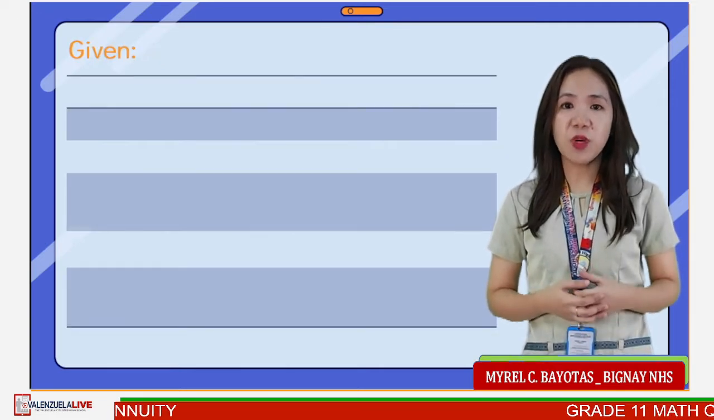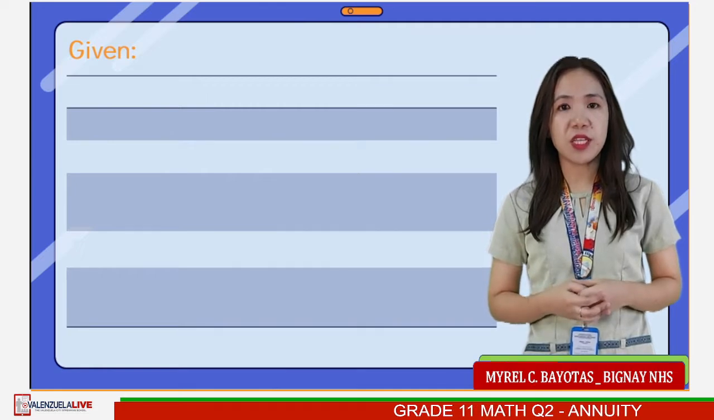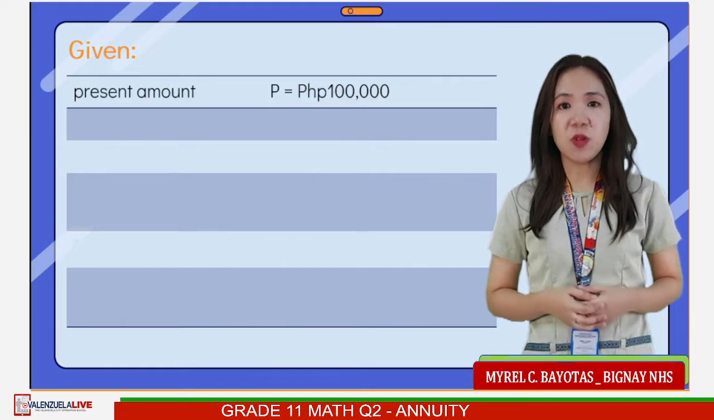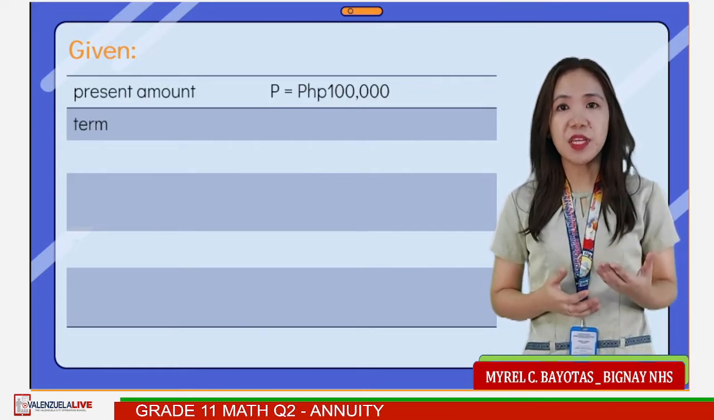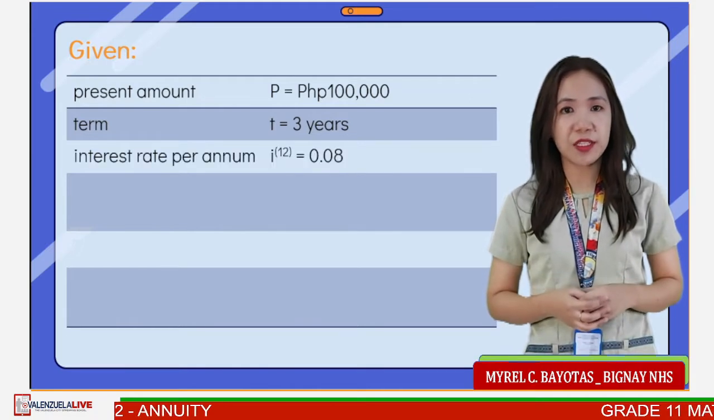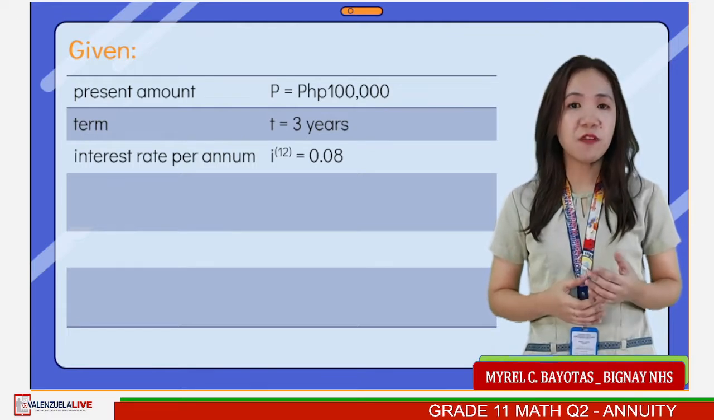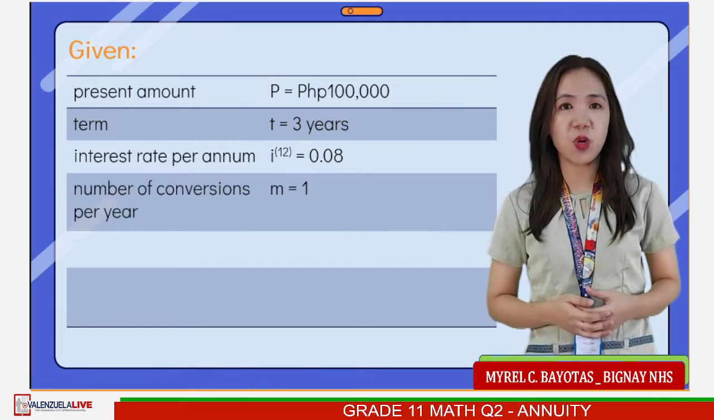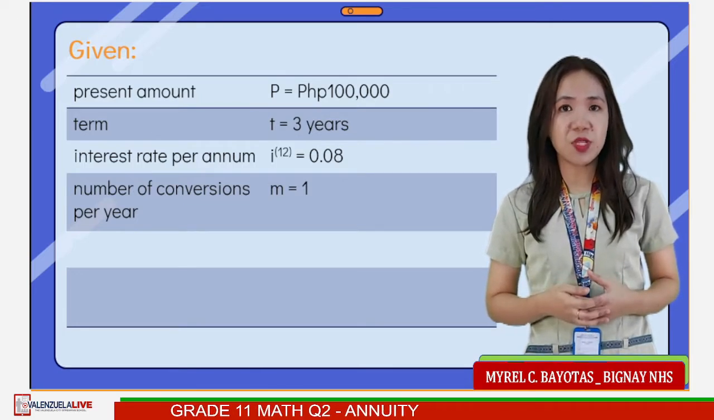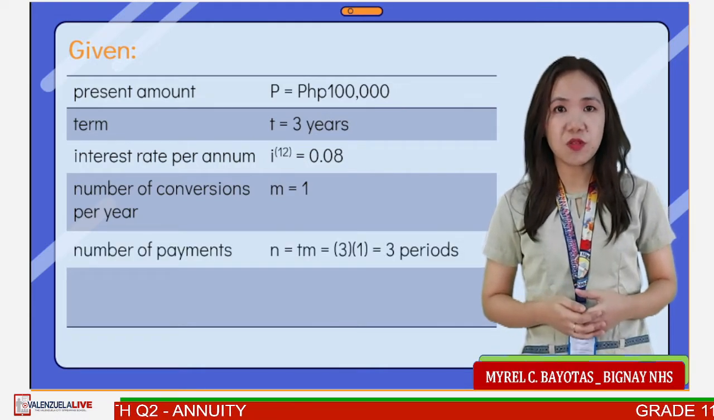Since Paolo borrowed 100,000 pesos, that will be P equals 100,000. He agrees to pay it for 3 years, meaning T equals 3. The payment interest is 8%, that is I equals 0.08. Since it will be compounded annually, or once a year, the number of conversions per year is M equals 1. The number of payments, N, is T times M. That is, 3 times 1 equals 3 periods.